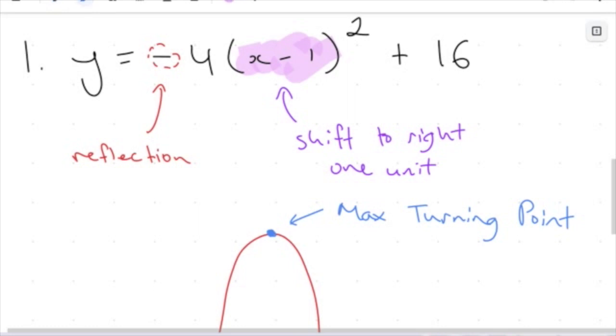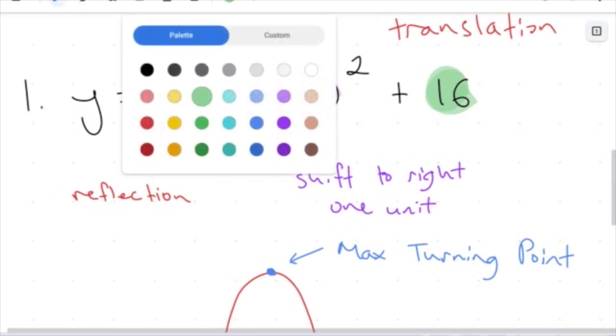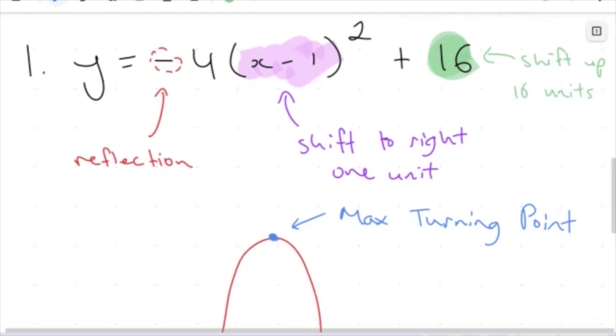And finally, we have this thing here. We have positive 16. So this means we are going to shift up 16 units. Now, I'll ask you guys a question.